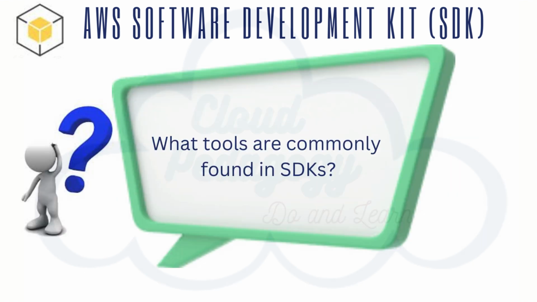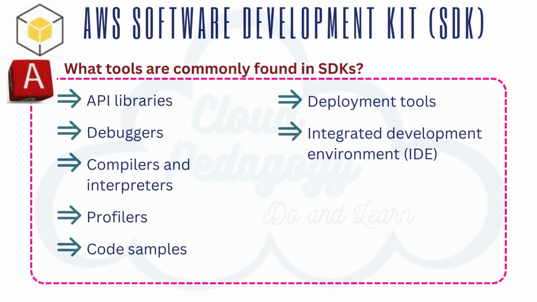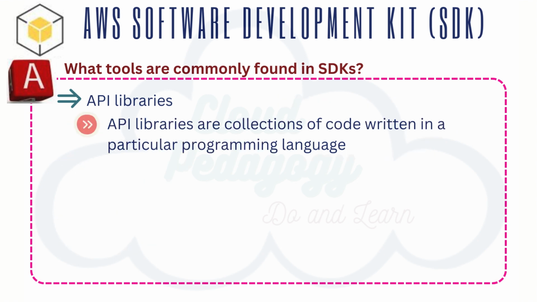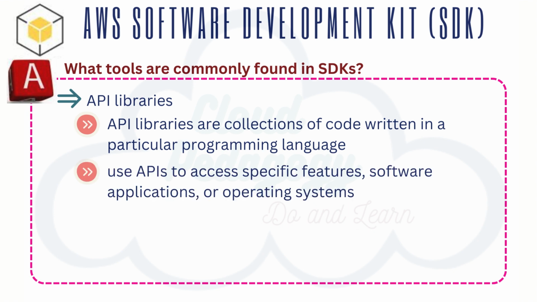Next question, what tools are commonly found in SDKs? Various software development tools and building blocks are commonly found in software development kits. Let's see. API libraries. Application Programming Interfaces, or APIs, are libraries or collections of code written in a particular programming language such as Java, C#, or Python. You use APIs to access specific features, software applications, or operating systems like iOS or Android.